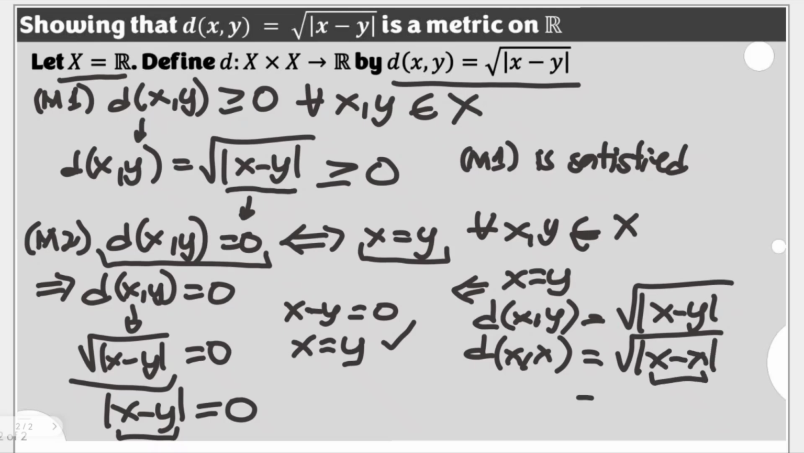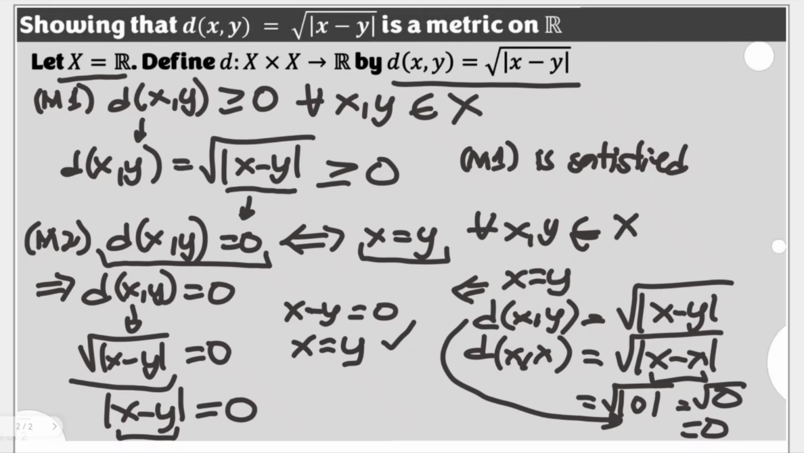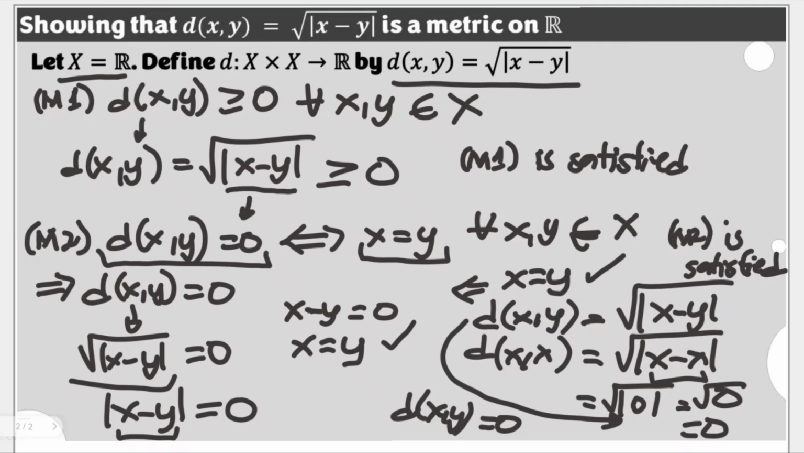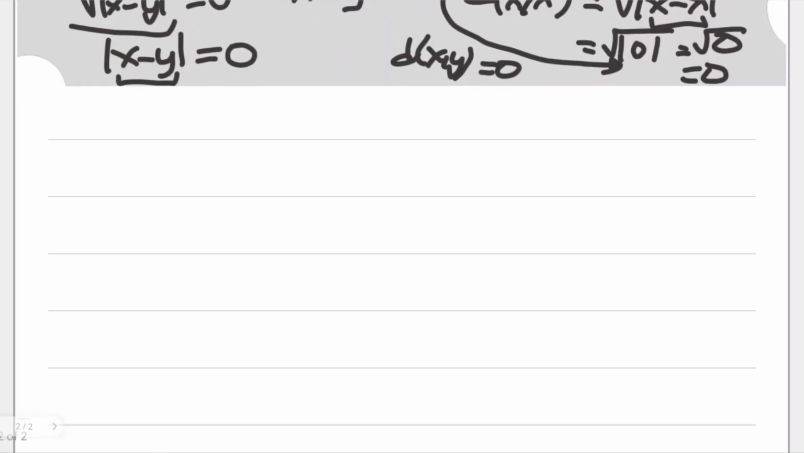With this, this is actually the square root of the absolute value of 0, the square root of 0, which is equal to 0. So cutting all of this, we have shown that if x is equal to y, the distance of x and y is equal to 0. With those two conditions for M2 met, we can now say that M2 is already satisfied.